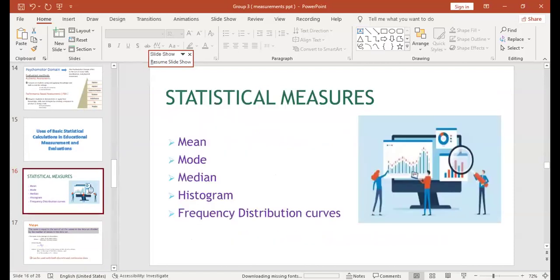There are some statistical measures: mean, mode, median, histogram, frequency distribution curves. Let's move on to the next slide.